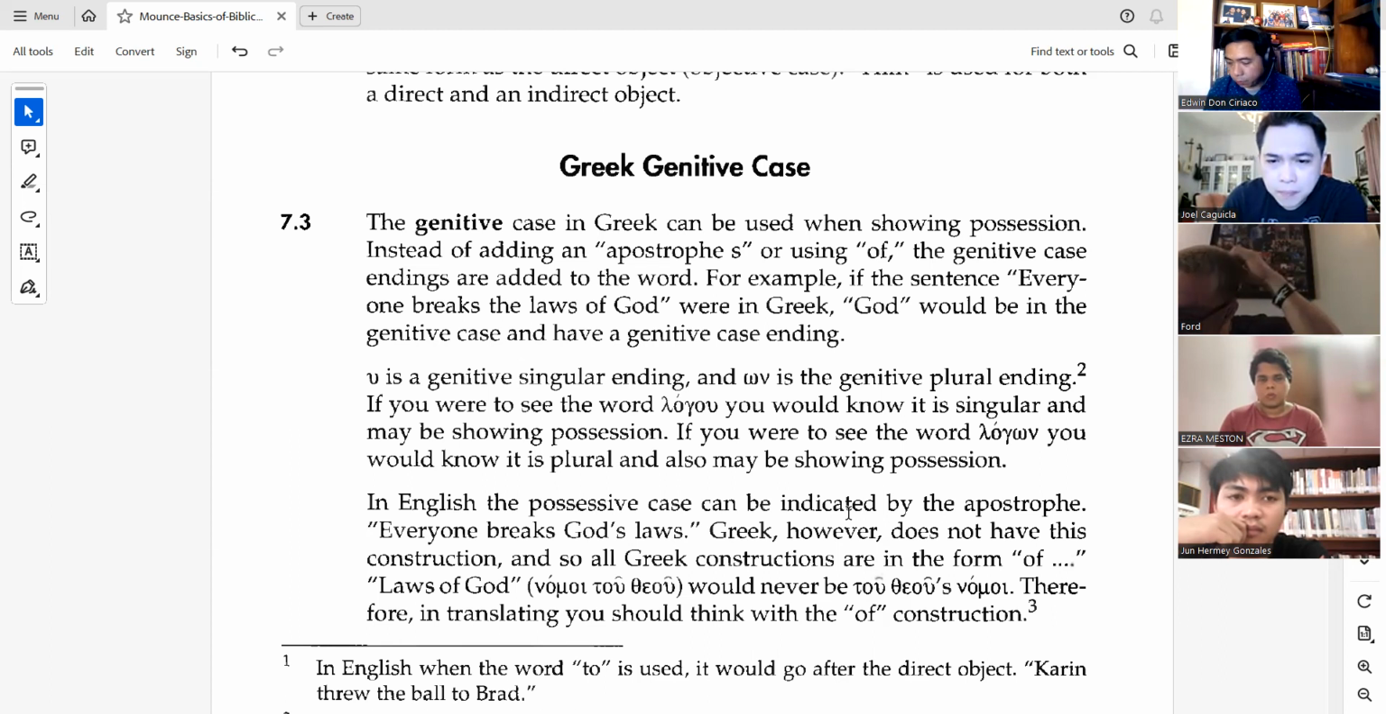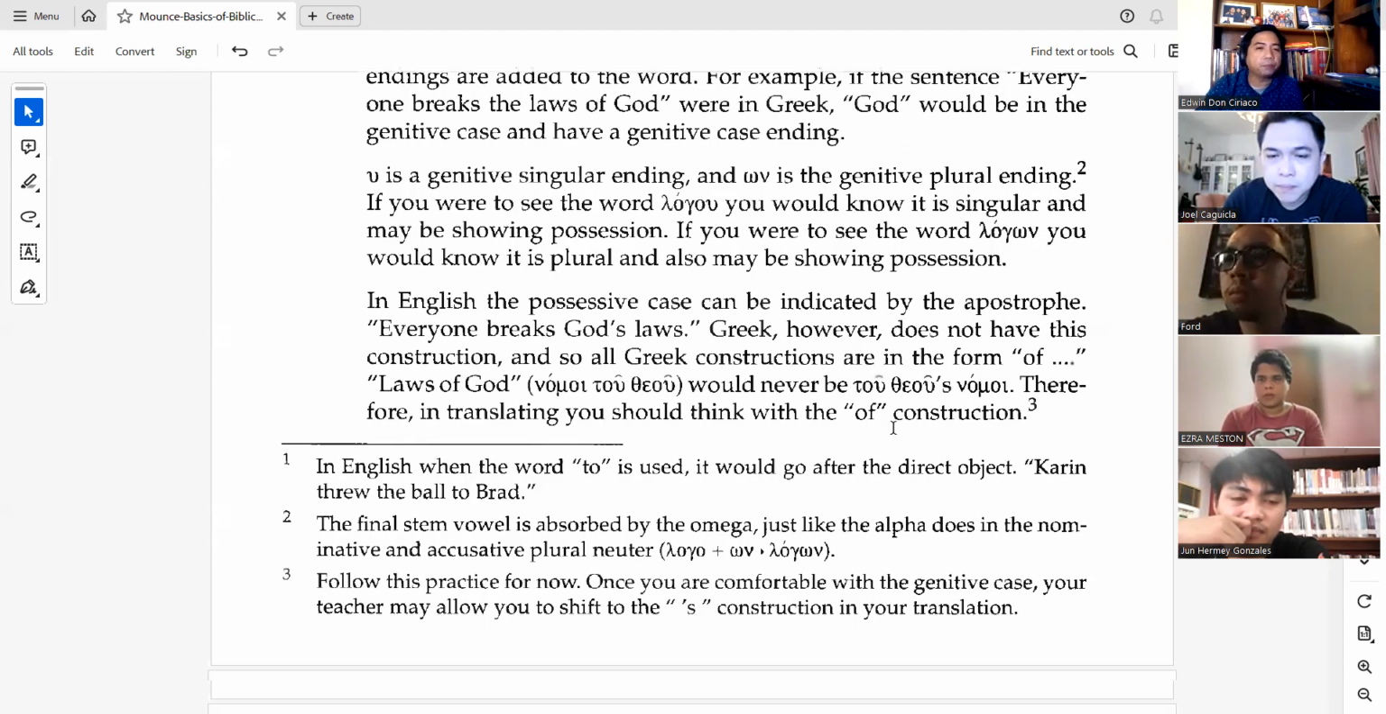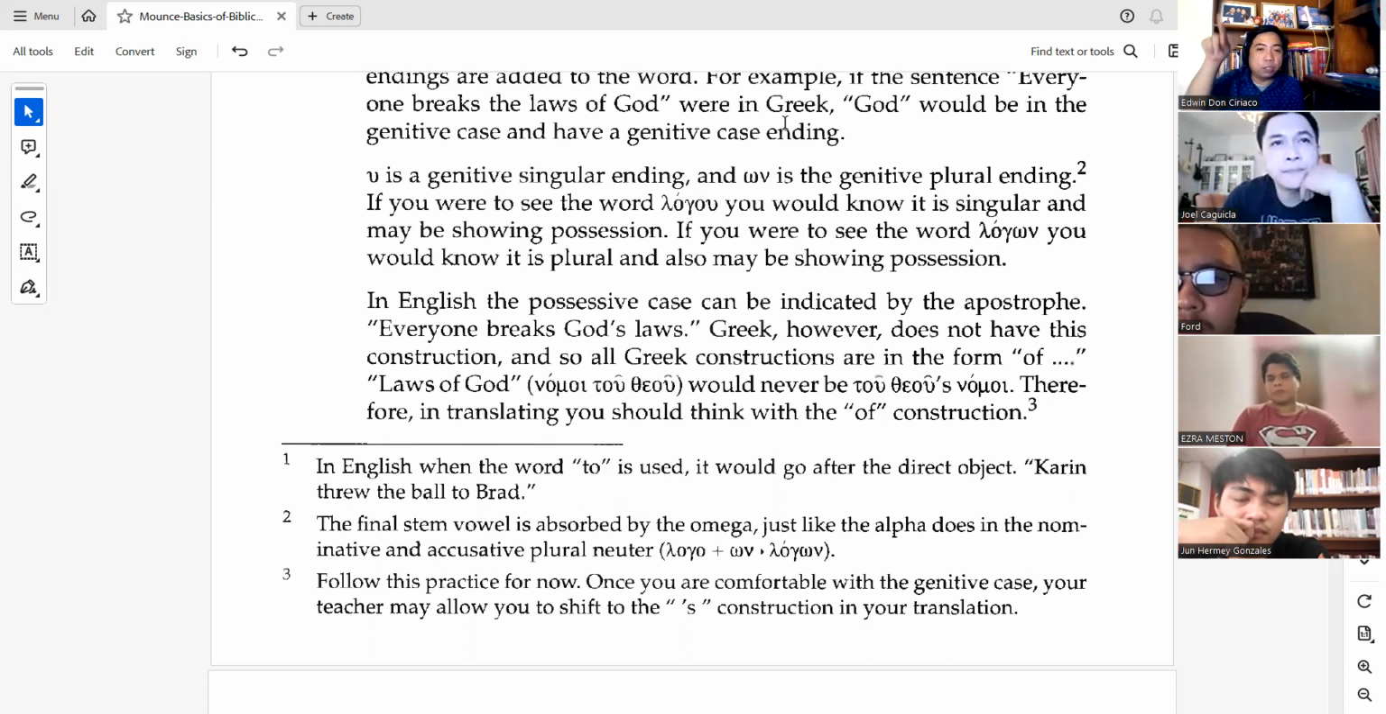And that is what we call a higher level degree of studies, when you talk about different functions of the genitive. And if there are different functions of the genitive, there are also different functions of the dative case. So anyway, Greek, however, does not have the apostrophe. Okay, there is no apostrophe similar to what we use in the English form. Okay.